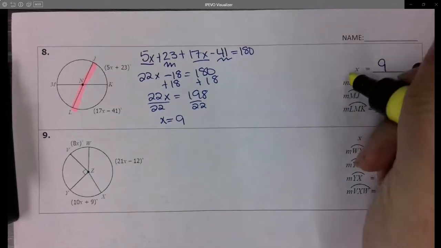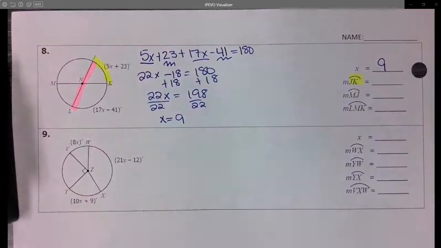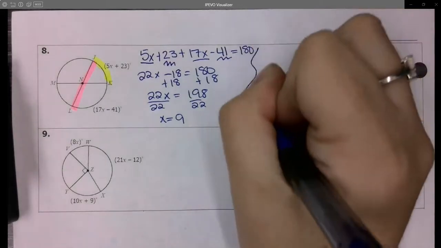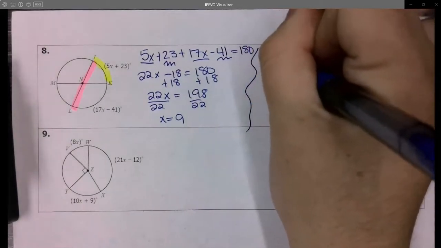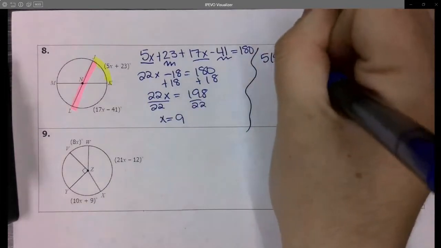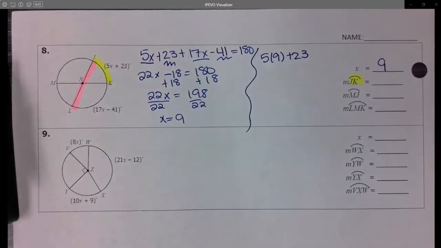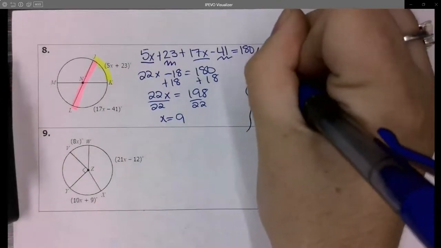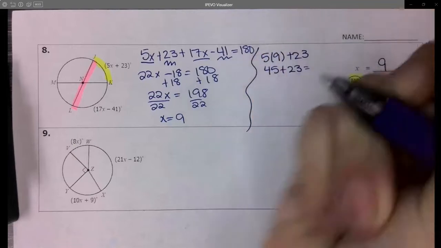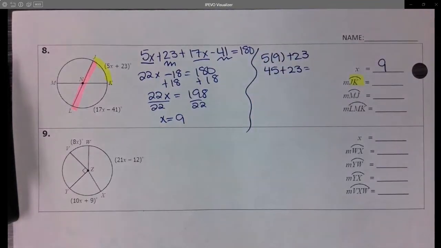So the first arc it wants me to find the measure of is JK. So I know the value of x, so I can go ahead and plug into the expression. I'm going to have 5 times 9, because x was 9, and then plus 23. So what is 5 times 9? 45. And 45 plus 23 is 68.